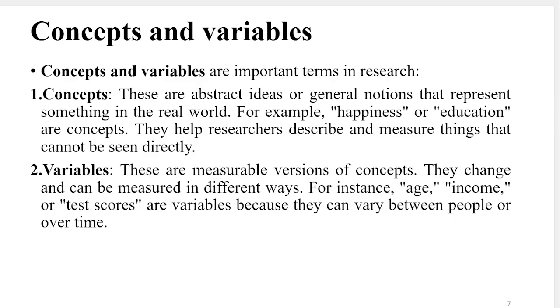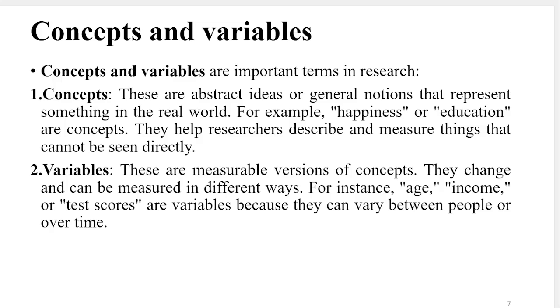In research, two important terms we use are concepts and variables. First, concepts. These are abstract ideas or general notions that represent something in the real world. For example, concepts like happiness, education, or health cannot be measured directly, but they help us understand what we want to study. But variables, these are the measurable forms of concepts. In other words, a variable is something that can change and be measured.